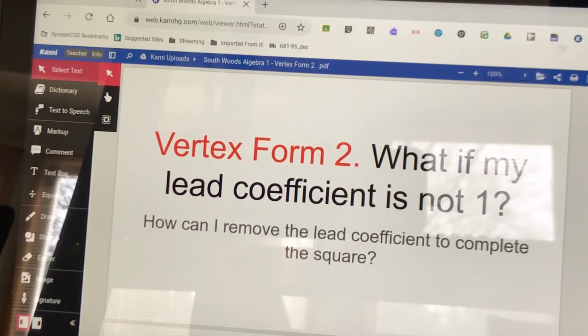What happens if my lead coefficient is not 1? How can I remove that lead coefficient?